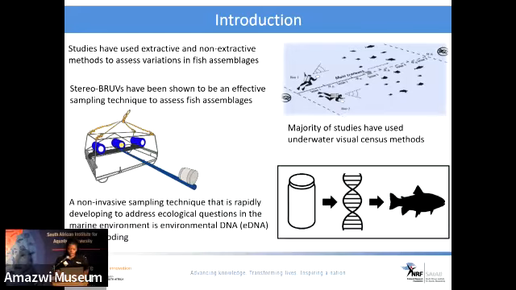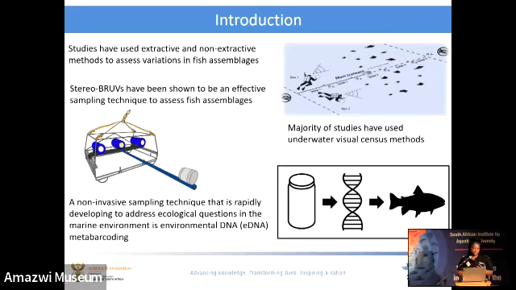Recently, a non-invasive sampling technique that is rapidly developing to address ecological questions in the marine environment is environmental DNA. Compared to traditional monitoring techniques, environmental DNA has been shown to effectively detect higher species richness. However, despite the demonstrated effectiveness of environmental DNA as a tool for assessing and detecting fish species, its use for evaluating day-night changes in shallow and deep reefs remains unexplored.